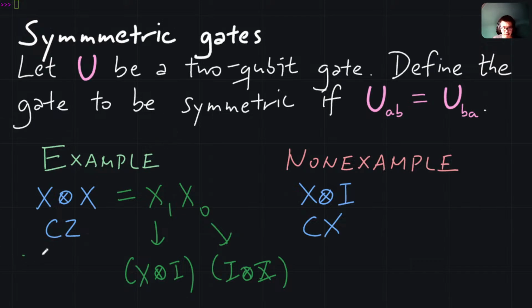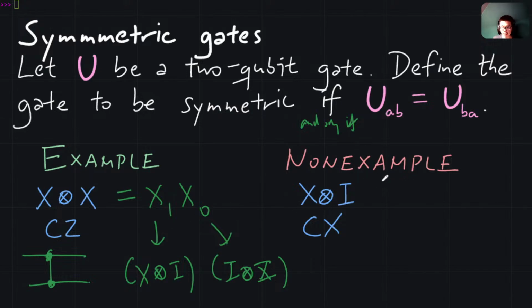And then CZ, which in a circuit diagram will look like a symmetric gate. So define the gate to be symmetric if and only if U of AB is equal to U applied to B then A. So if you switch the roles of the two qubits, it still represents the same gate. And in circuit diagrams it's obvious whether it is symmetric or not.